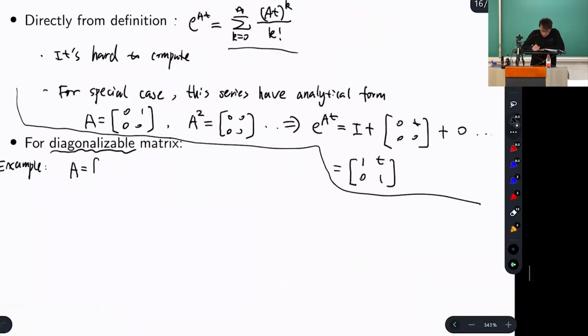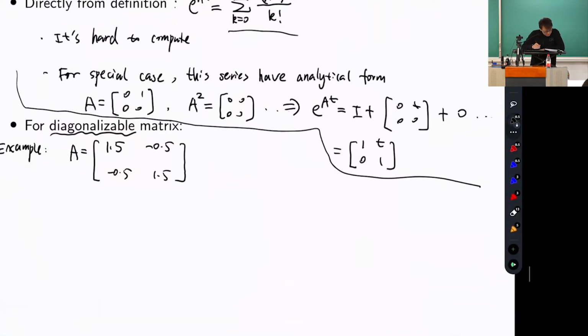So A equals [1.5, -0.5; -0.5, 1.5]. It's a very special matrix. In this case, you can diagonalize it. Are all matrices diagonalizable? Of course not, right? Some are not, but all of them are block diagonalizable. That's the Jordan form. The special case can be diagonalizable.